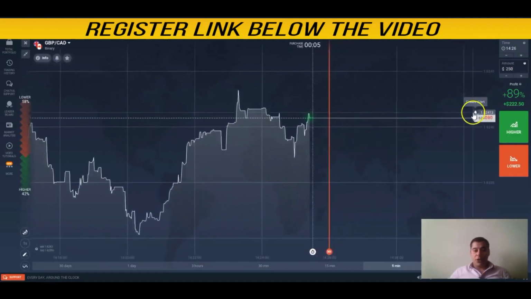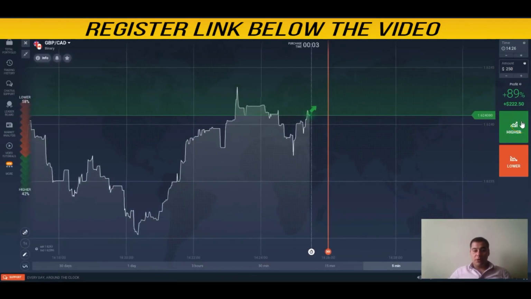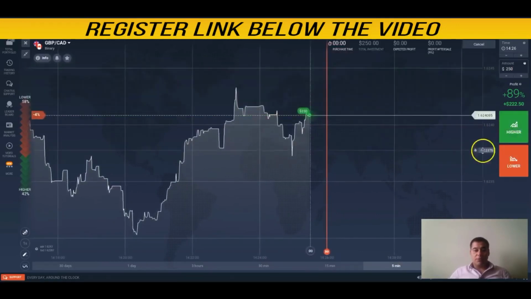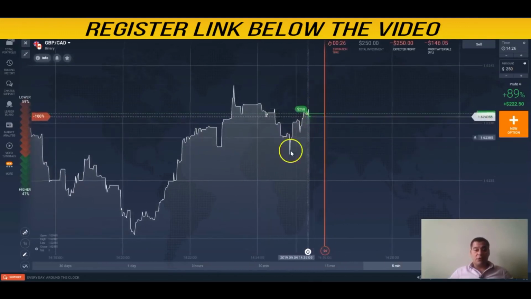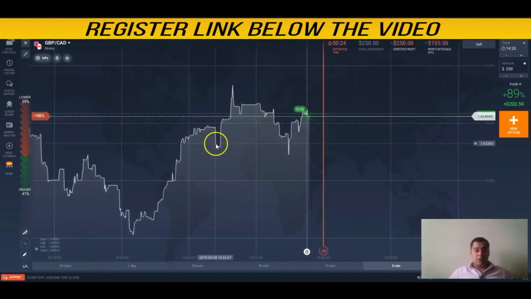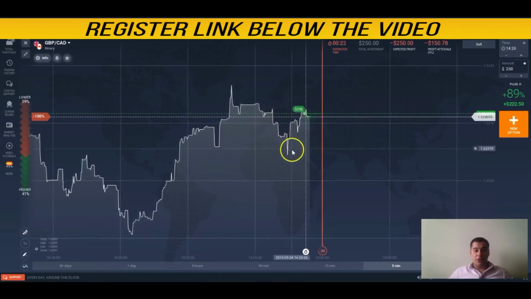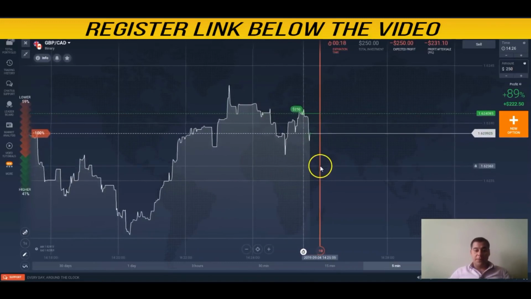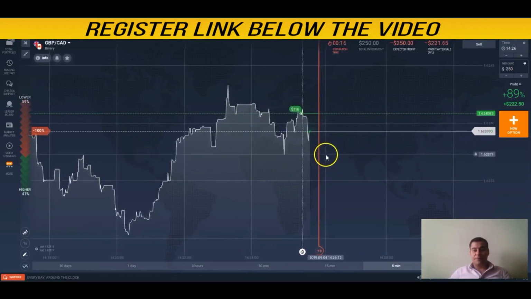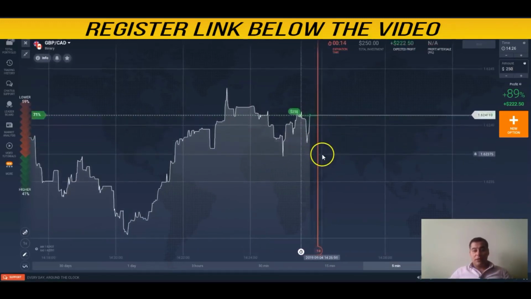And all those sharp movements of the market, it's going to go up. If you see this, and this, that means that the market will go the opposite way. It's called the correction. Let's see what's gonna happen.